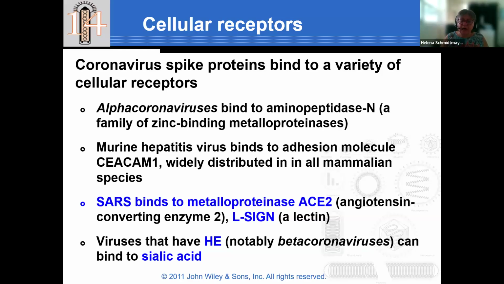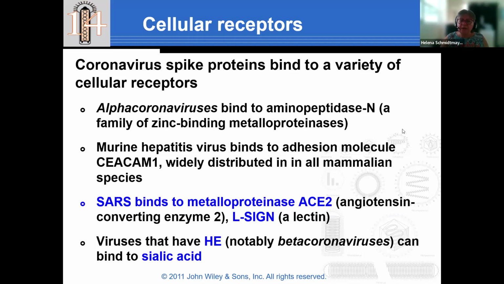We will now discuss the viral life cycle of coronaviruses. So let's start with viral binding and entry. We know that coronavirus spike proteins bind to a variety of cellular receptors depending on which virus and which group of coronaviruses are infecting the cells.